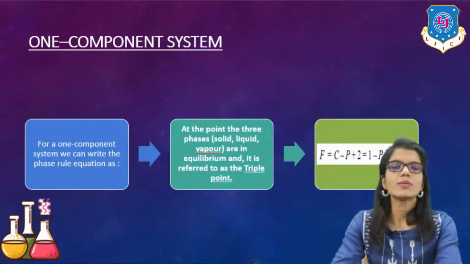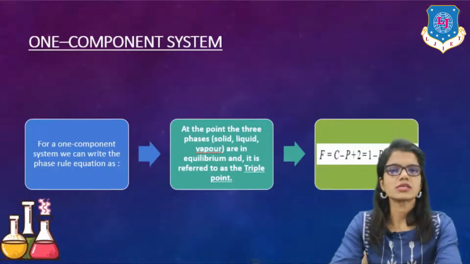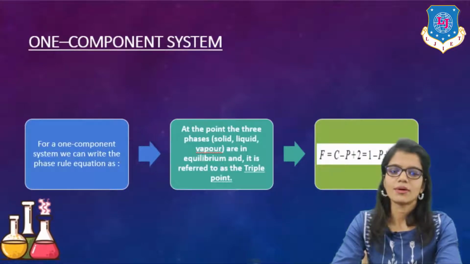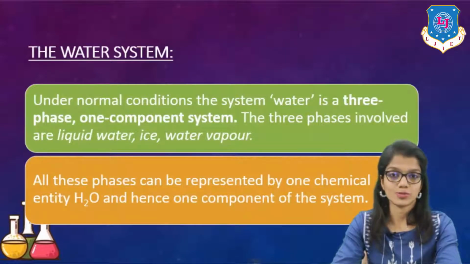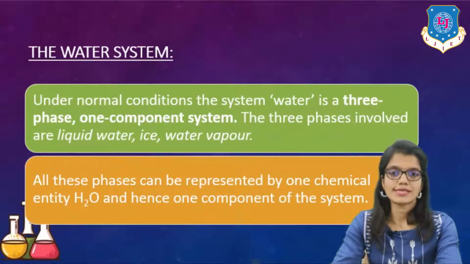Right? Now, the point where all the 3 phases, that is solid, liquid and vapor, are in equilibrium with each other is referred to as the triple point. Okay? Remember it properly because this will come into the water system also. Now, let's take the first system, which is the water system.